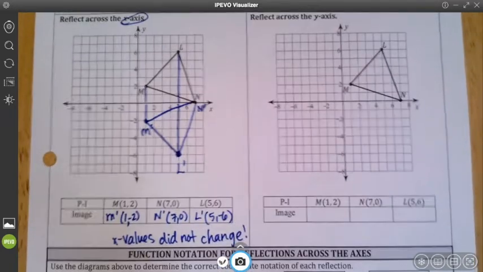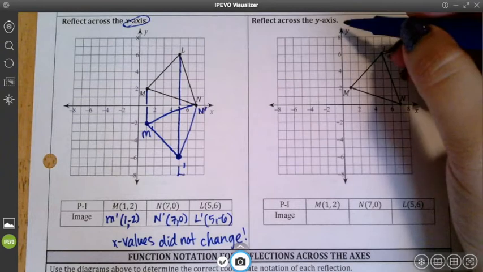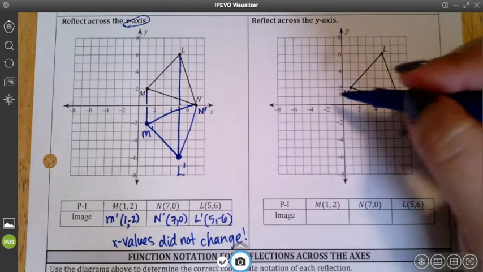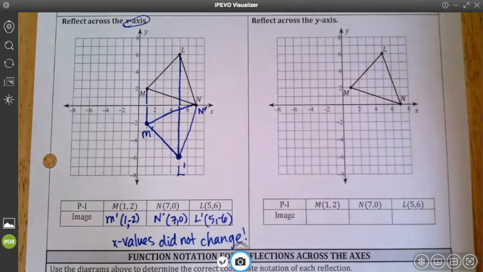Okay, so when I reflect across the x-axis, the x values don't change. If we reflect across the y-axis, this time it's the y values that won't change. And so we're going to do the same thing. We're going to find our line of reflection. That's our y-axis here. And we're going to create lines that go perpendicularly to it. So this is a vertical line. We're going to create horizontal lines.